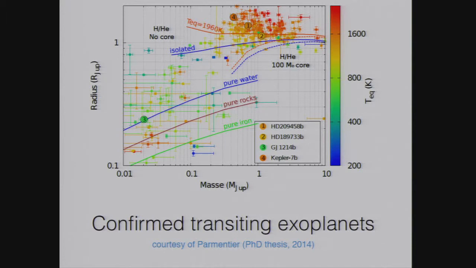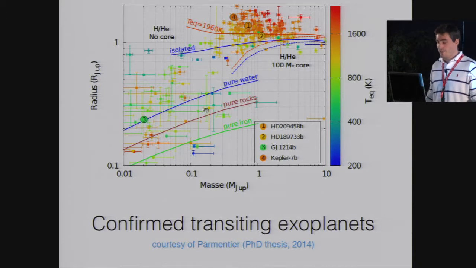transiting exoplanets. There are about 1,000 of them considered confirmed and about 400 with a defined mass, or at least an estimate of the mass. You see on this diagram that the temperature goes from as low as 200 K up to more than 2,000 K. And I'm interested in the giant planet regime, so that means between 0.1 and 10 Jupiter masses.